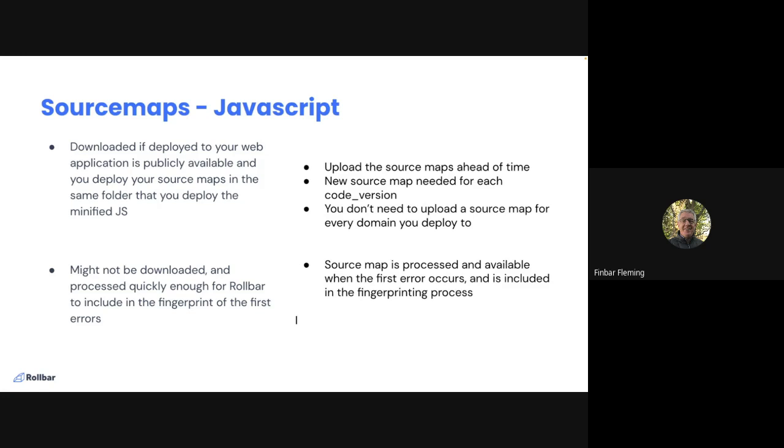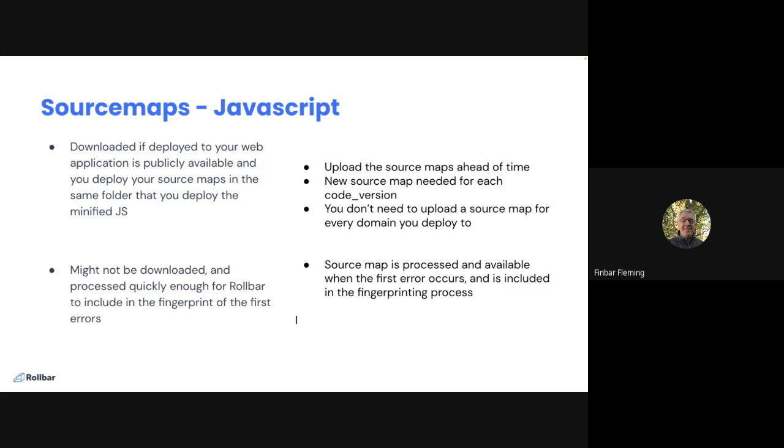But you may find it more convenient just to upload it once for each environment. However, if you do deploy to many domains, so let's say you have vanity domains for your customer, so customer.rollbar.com, customer2.rollbar.com, you may not want to upload a source map for each one of those unique URLs. And again, you do have a mechanism within Rollbar to address that, so you just need to upload the source map once.